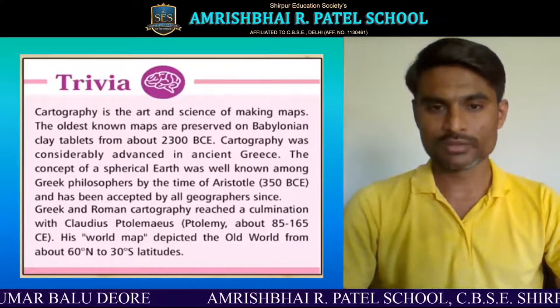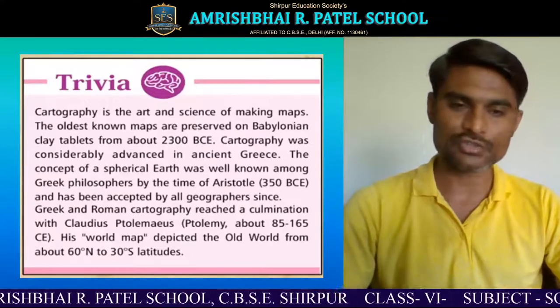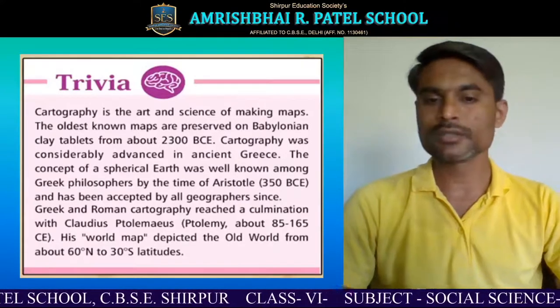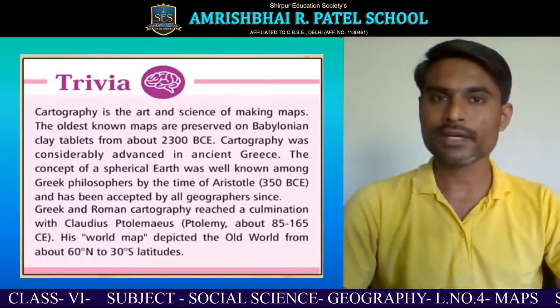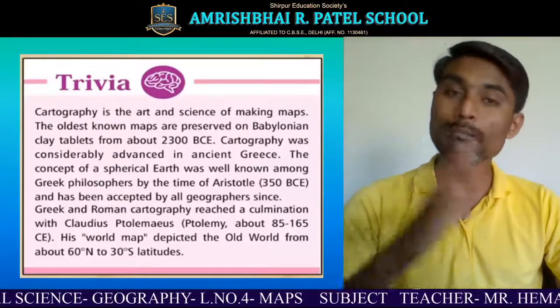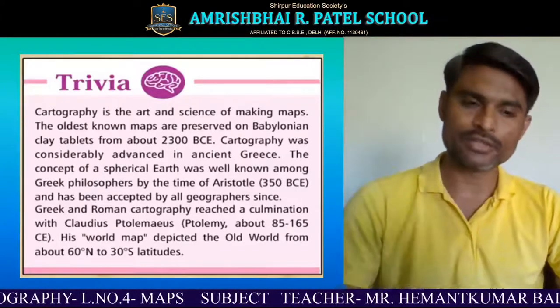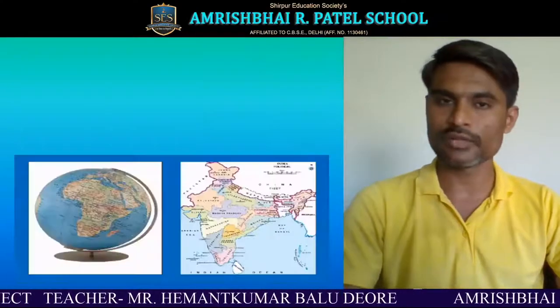Greek and Roman cartography reached a culmination. Culmination means at the final stage. With Claudius Ptolemy, about 85 to 165 CE, his world map depicted, means represented, the old world from about 60° north to 30° south latitudes.